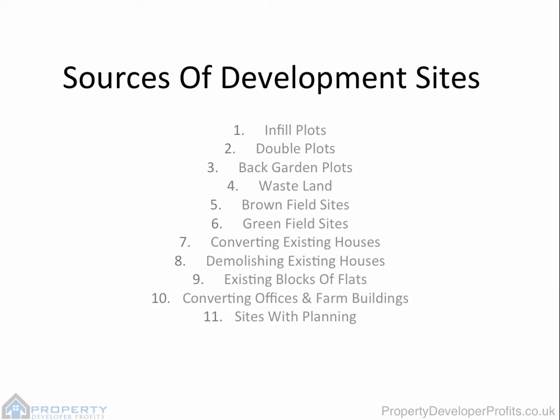Number 10 is converting offices and farm buildings. Now, you used to have to get planning permission for doing this, which could be quite difficult because you had to prove that it wasn't being used and you couldn't let the offices out, etc. But the coalition government's change to permitted development rules mean that all you need is prior approval, which can't be reasonably withheld, to convert offices and farm buildings to residential dwellings. There are some guidelines for this, but actually it's quite straightforward.